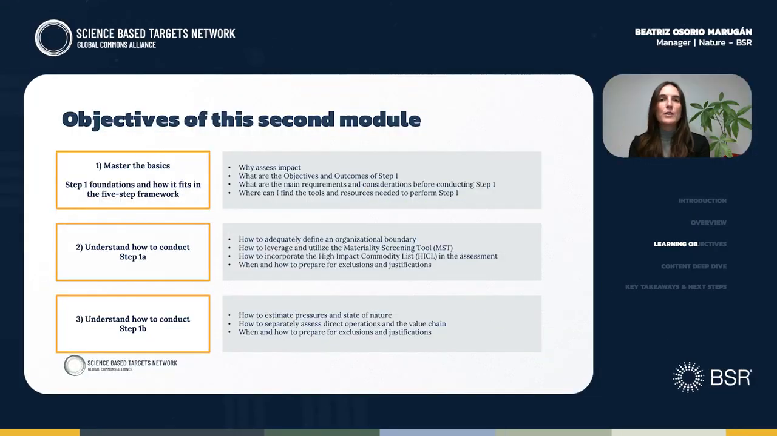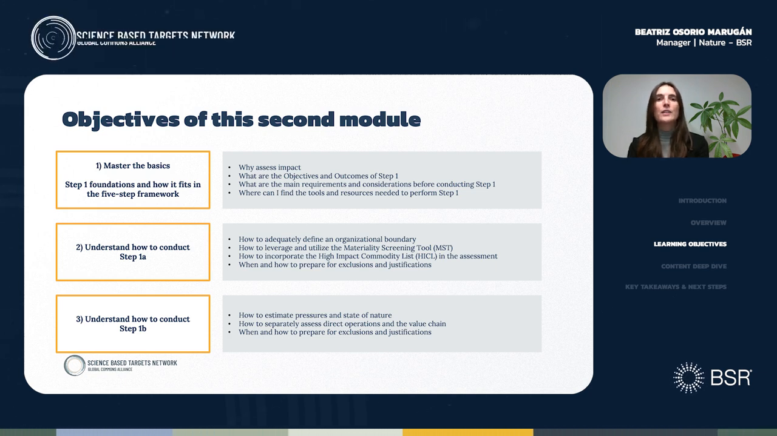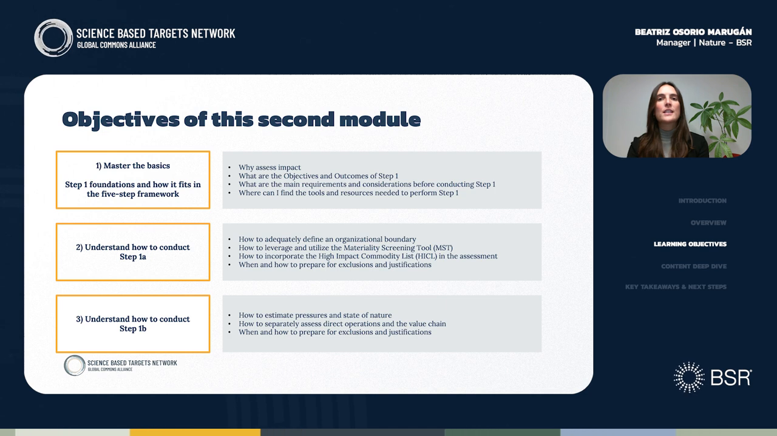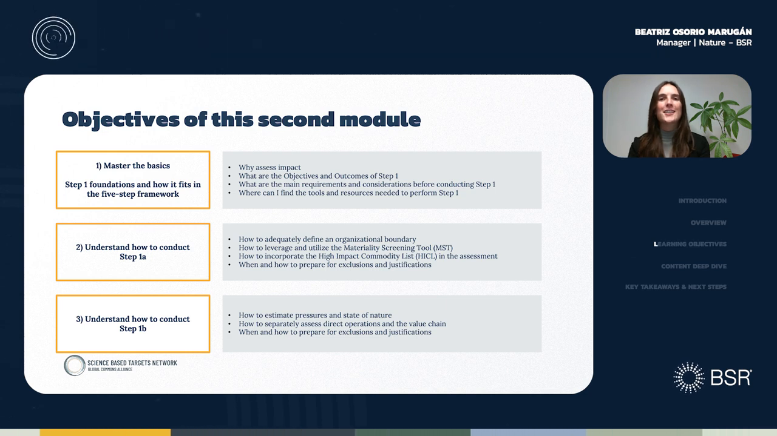In this module, we will achieve 3 core objectives, starting with understanding the basics of Step 1 and how it fits within the overall SBTN framework, followed by understanding and conducting Step 1A materiality screening and the Step 1B value chain assessment. At the end of this module, you'll be able to answer any of the questions listed here, such as how to adequately define an organizational boundary or how to estimate pressures and state of nature. So let's get started.